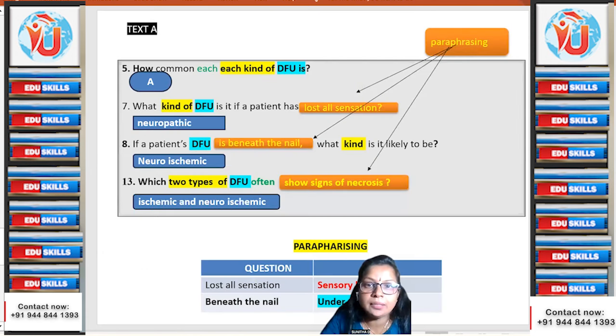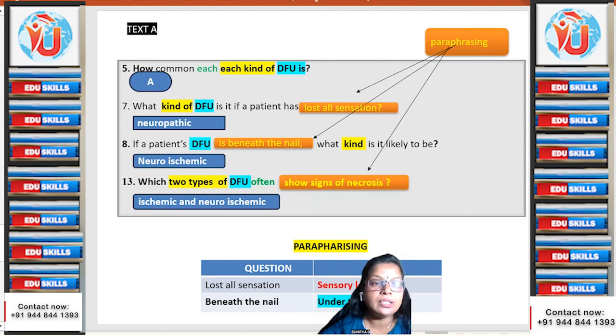We can see what the questions are from text A. Each kind of DFU is in A. See how they paraphrased loss of sensation, but in the text it is sensory loss. Is that clear? Yes. In the 8th question, beneath the nail, but in the text they mentioned under toenail. Okay.